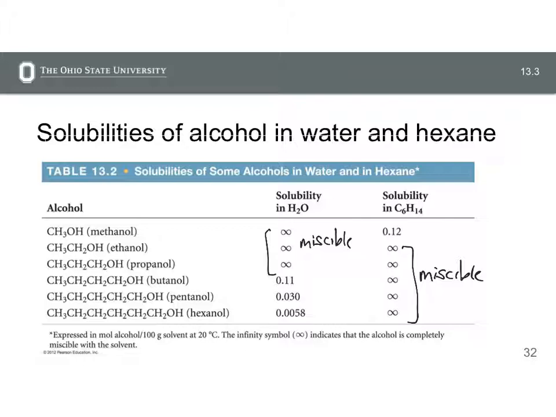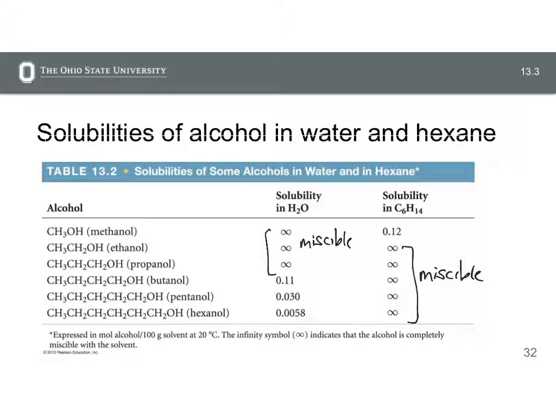And if something is completely miscible in another substance, it means you could have any ratio of those two substances and they're going to mix. It could be half and half. It'll be fine. It'll mix. It could be 25-75. It could be 75-25. Doesn't matter. They're going to mix.